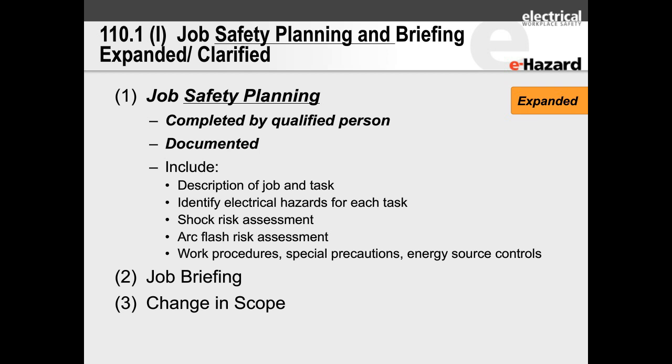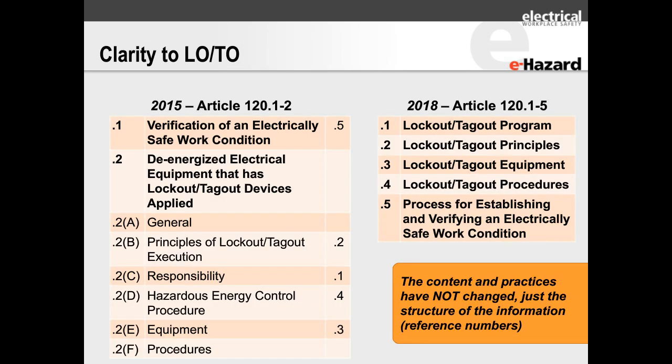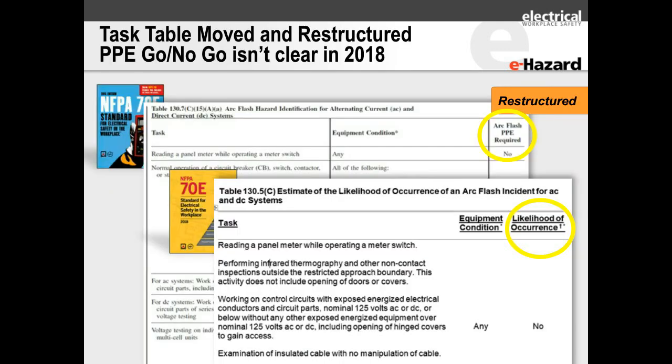Another thing that's happened is they've spelled out lockout, tagout a little better to try to make it more like what's in OSHA already. They were kind of depending on OSHA before for this, but they've decided to spell it out here to make it really clear what lockout, tagout does and how you implement that in 70E. Now, one of the big things that happened was the task tables got moved and restructured, and the PPE used to be go, no go, but now it's not quite as clear because they've introduced the idea of risk assessment a little more built into the structure.